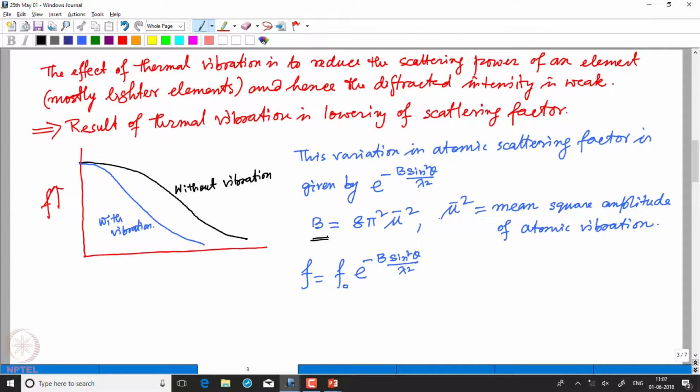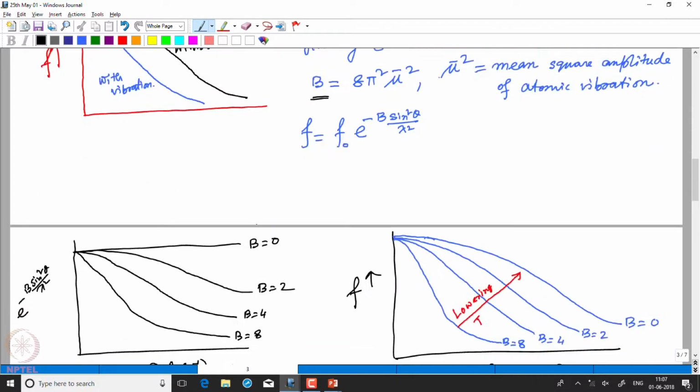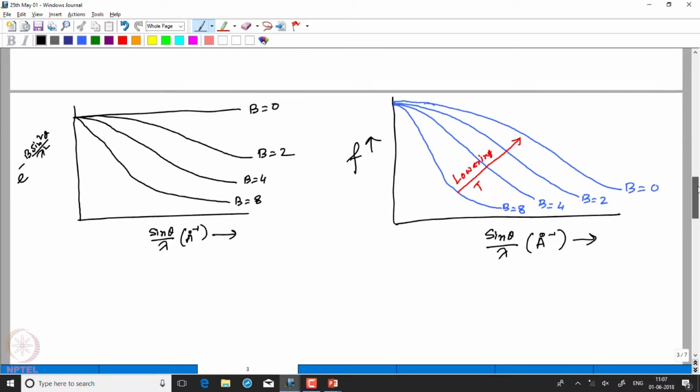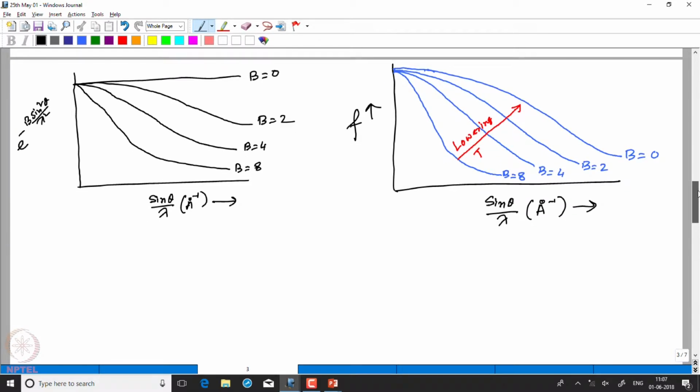B, the mean square amplitude of atomic vibration. We discussed that the atomic scattering factor with vibration falls more rapidly compared to the situation where there is no vibration, or at 0 Kelvin temperature. Depending on various values of B, we discussed how the scattering factor falls with increasing temperature, and on lowering the temperature the scattering factor reaches the maxima when B equals 0.